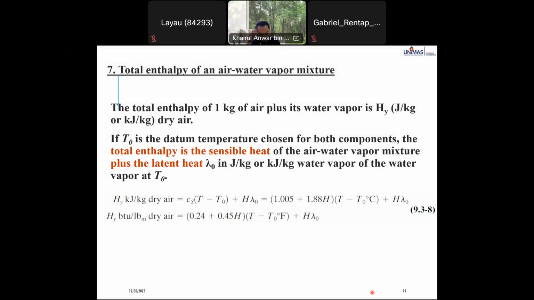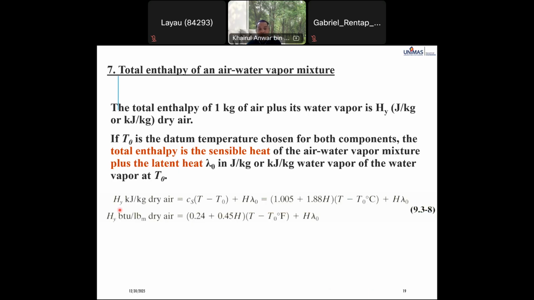Total enthalpy of an air water vapor mixture. The total enthalpy of 1 kg of air plus its water vapor is HY, in joule per kg or kilojoule per kg dry air. If T naught is the datum temperature chosen, also called a reference temperature chosen for both components, the total enthalpy is the sensible heat of the air water vapor mixture plus the latent heat lambda naught of water vapor at T naught, at the same temperature.